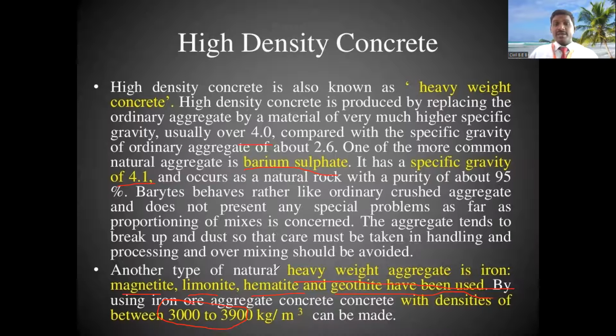That concrete is called high density concrete. Why are we calling it high density concrete? Because the normal conventional concrete density is up to 2500 kg per meter cube. But here we are increasing the density due to the higher specific gravity aggregates we are using. So the density will be 3900.